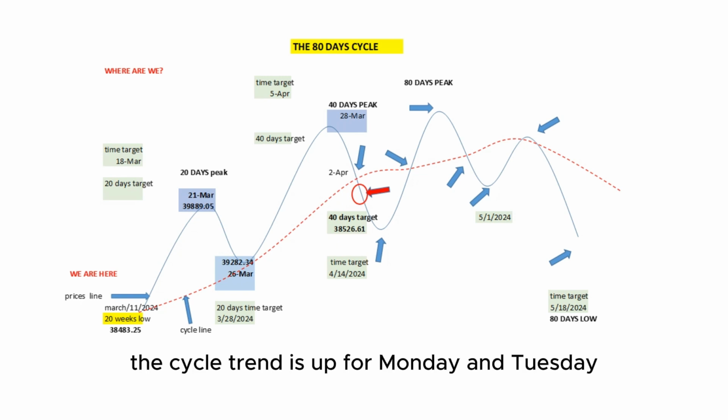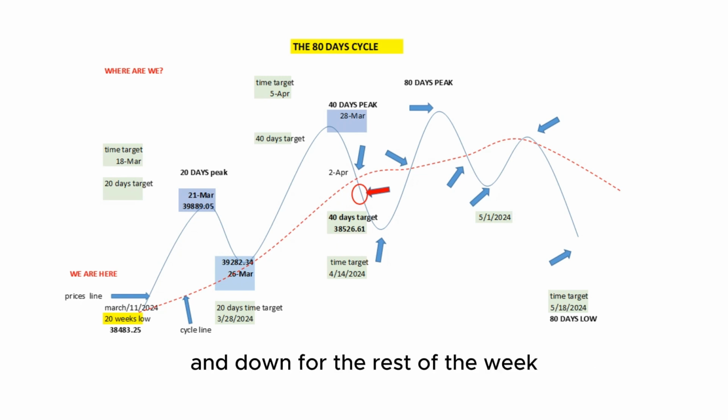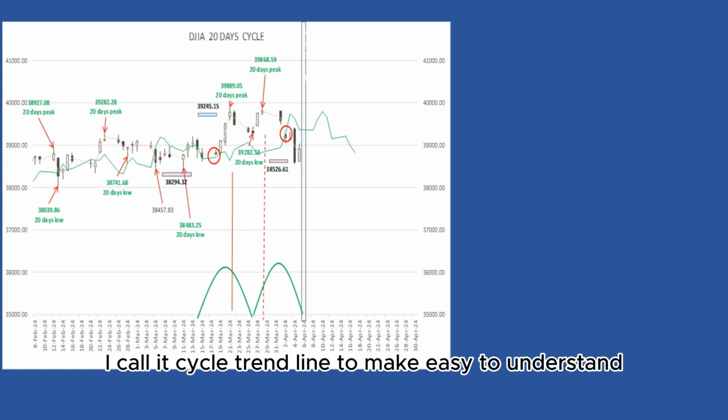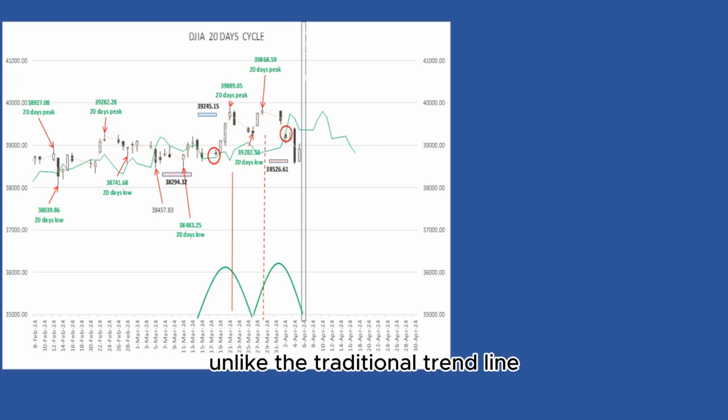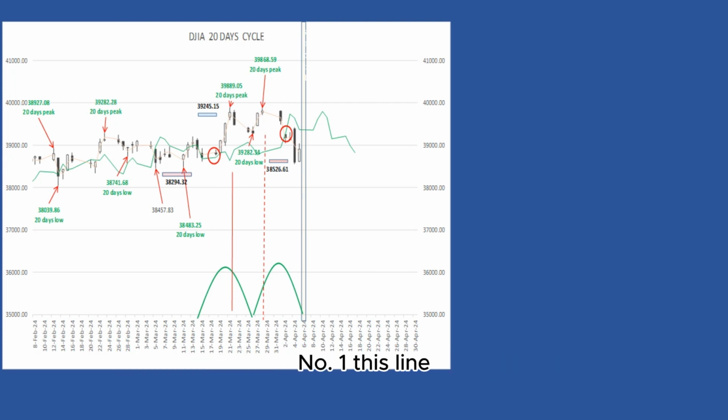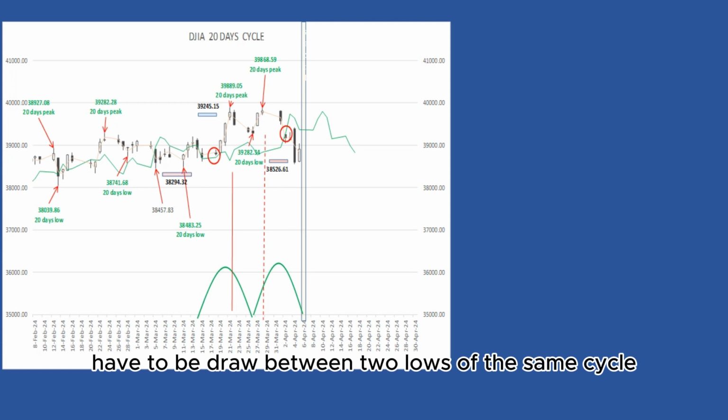This week, the cycle trend is up for Monday and Tuesday, and down for the rest of the week. Let's see how to draw the cycle trend line, or what Hurst called ETL. I call it cycle trend line, to make it easy to understand. Unlike the traditional trend line, this trend line has to be drawn with specific rules. This line has to be drawn between two lows of the same cycle.